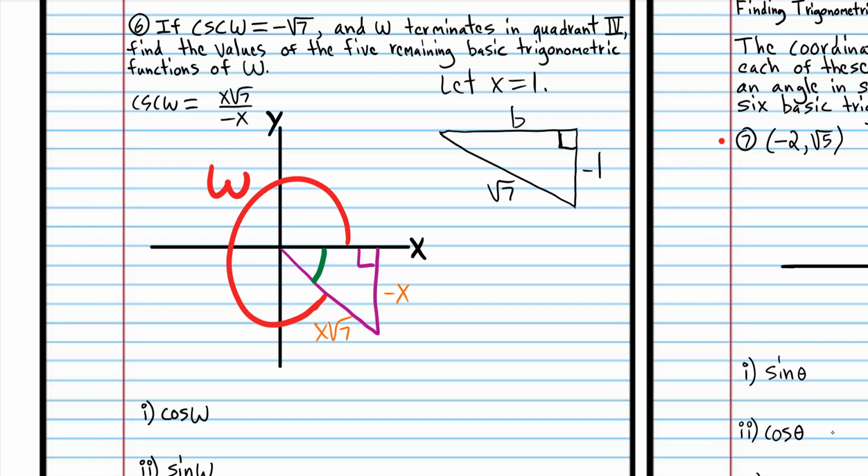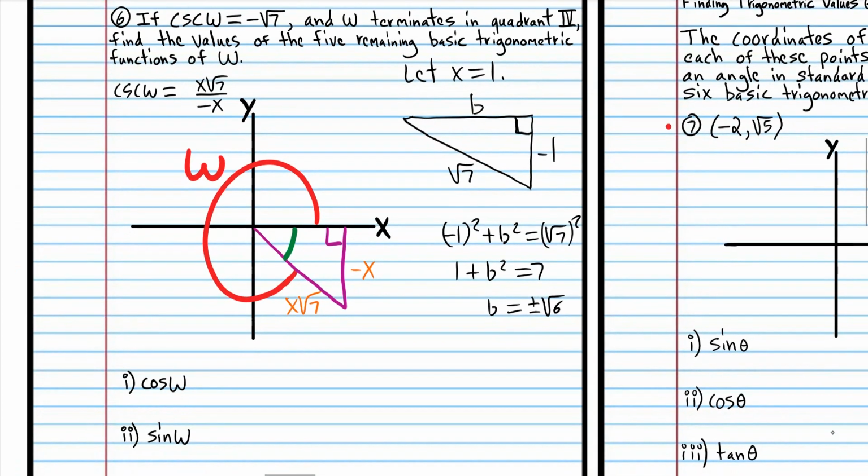So using the Pythagorean Theorem, (-1) squared plus b squared is equal to root 7 squared. So we have 1 plus b squared is equal to 7, and b is equal to plus or minus root 6. So is it positive root 6 or negative root 6? What sign is this side length? Well, this length here is to the right of the y-axis, so it must be positive root 6.